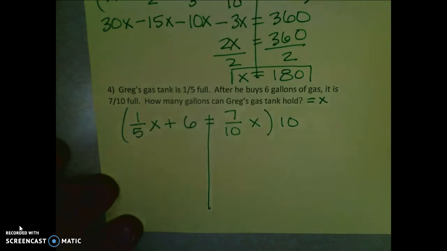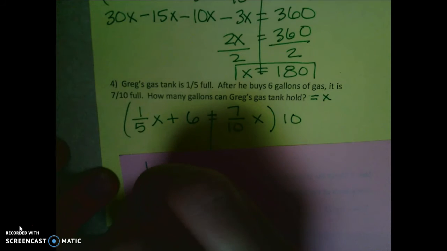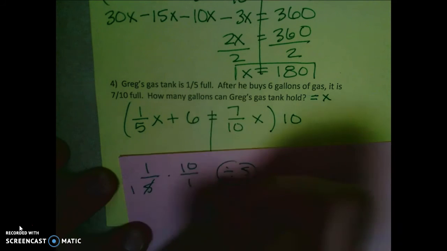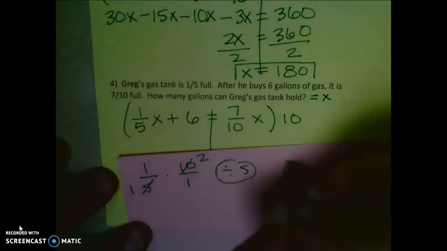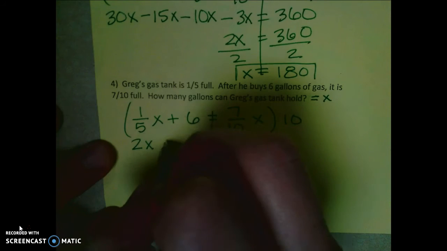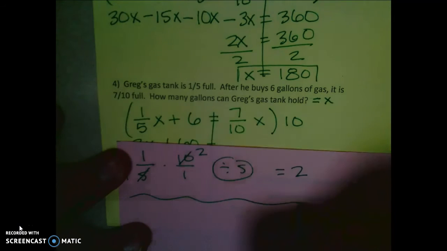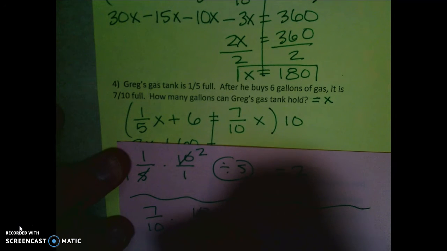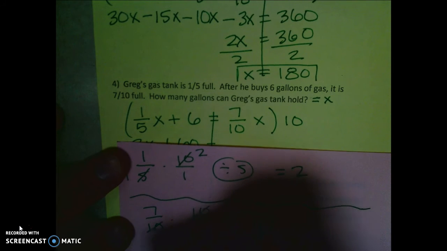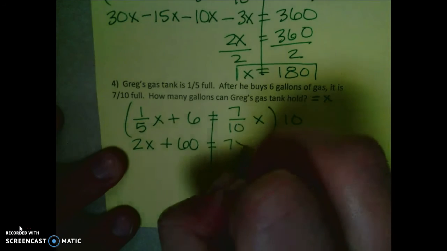So 1/5 of 10. Again, if you need to do that off to the side, you're basically thinking of 1/5 times 10 over 1. Well, 5 and 10 can both be divided by 5, so that would leave me with 1 and 2. So 1 times 2 is 2. So that would be 2X. 10 times 6 is 60, and then 7/10 times 10 works the same way, so 7/10 times 10 over 1. Well, 10 and 10 can both be divided by 10, right? So that would leave me with 1 and 1. So 7 times 1 is 7. So that would be 7X on this side.